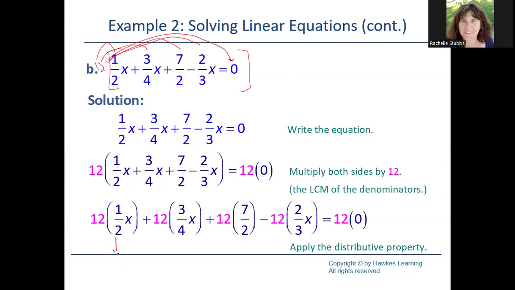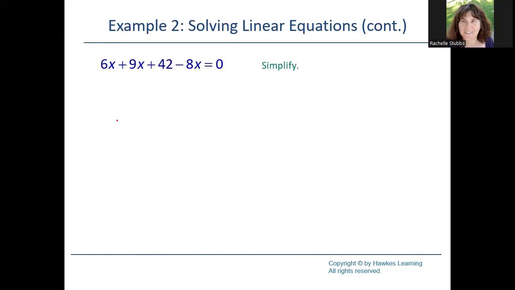This is really 6x. And 12 times 3 is 36, and 36 divided by 4 is really 9x. And 12 times 7 is 84, and 84 divided by 2 is 42. And 12 times 2 is 24, and 24 divided by 3 would give us the negative 8x. Okay, and 12 times 0 is still just 0. And so that's where they get these right here.